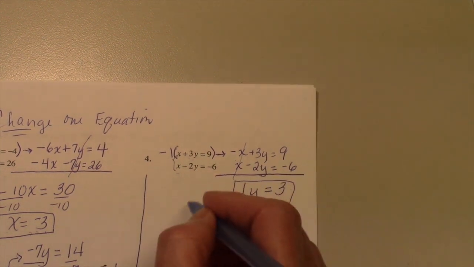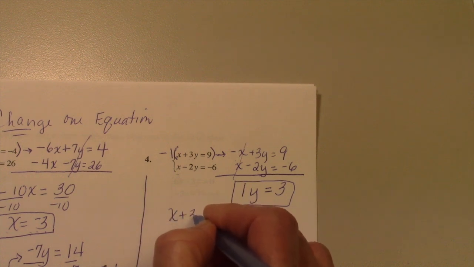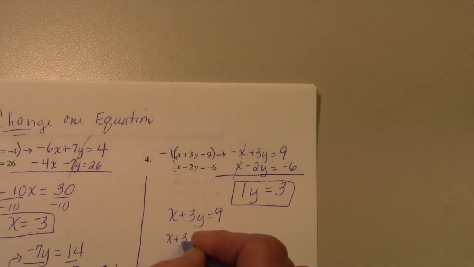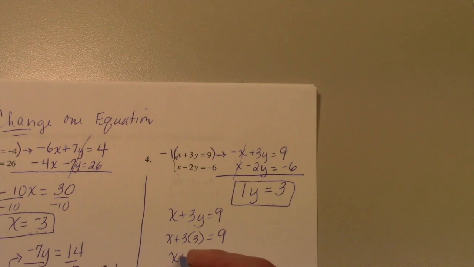Got it? I'm going to try the first equation, x plus 3y equals 9. If y is 3, x plus 3 times 3 equals 9. X plus 9 equals 9. What's x got to be? X must be 0.